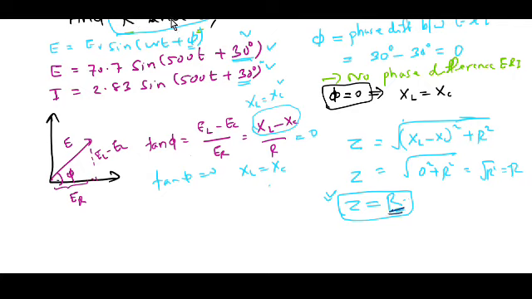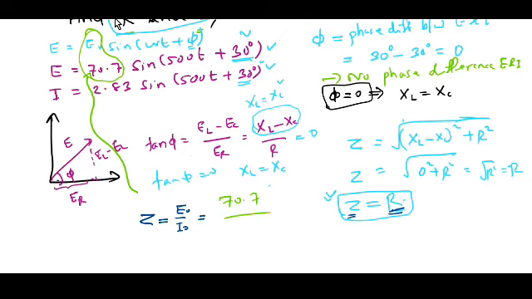To find the value of R, we just need to find the value of Z. What is Z in the circuit? We know the expression for the impedance: resistance is nothing but voltage by current, that is, the impedance is E0 by I0. E0 is given; if you look back at the expression, E0 is equal to 70.7, divided by I0. Again looking back at the expression, the value of I0 is 2.83.